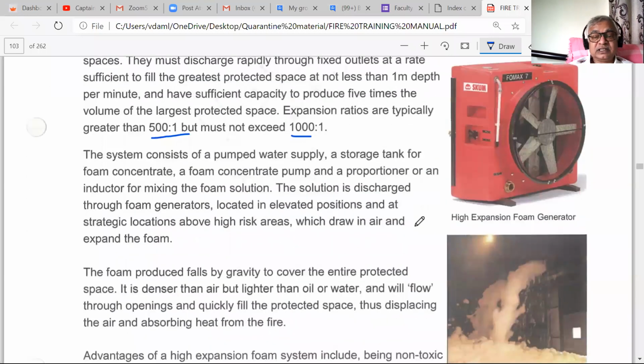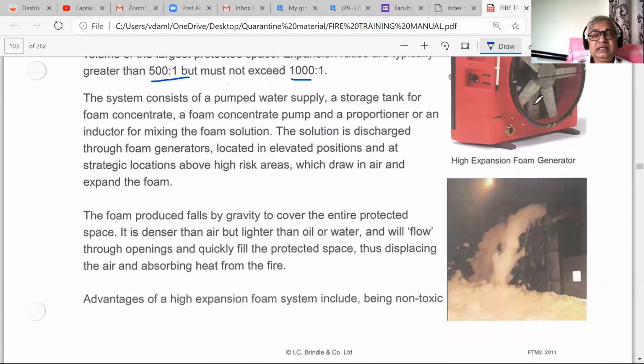Now there are two methods here. One is where this part is placed in the place where you are protecting. Suppose this room, I need to protect this room. I have this foam generator fixed inside. So then I need only a connection for water mixed with the foam solution, concentrate, and the rest of the job is done here, because the foam will be produced in this room. This is one type of system.